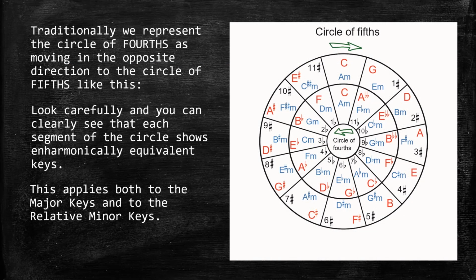Traditionally, we represent the circle of fourths as moving in the opposite direction to the circle of fifths, like this. Look carefully and you can clearly see that each segment of the circle now shows enharmonically equivalent keys. This applies both to the major keys and to the relative minor keys.